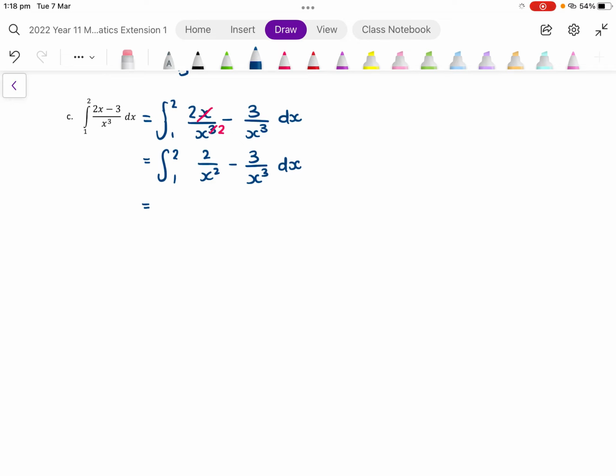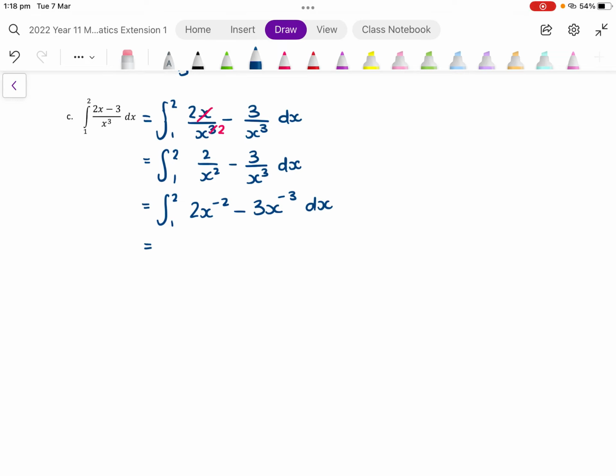What we then want to do is write this with some negative indices. So we'll have the integral from 1 to 2 of 2x to the power of negative 2 minus 3x to the power of negative 3 dx. And now we can find the antiderivative.